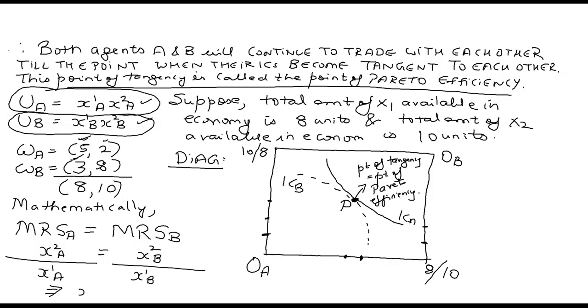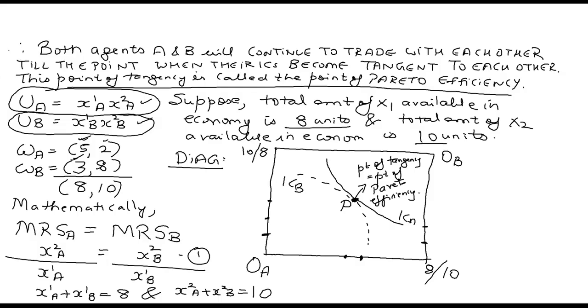This is one condition I have got. Another condition is that the total amount of good 1 consumed by both the agents should be equal to the total amount of good 1 available in the economy, which is 8. And the total amount of good 2 consumed by both the agents should be equal to the total amount of good 2 available in the economy, which is 10.